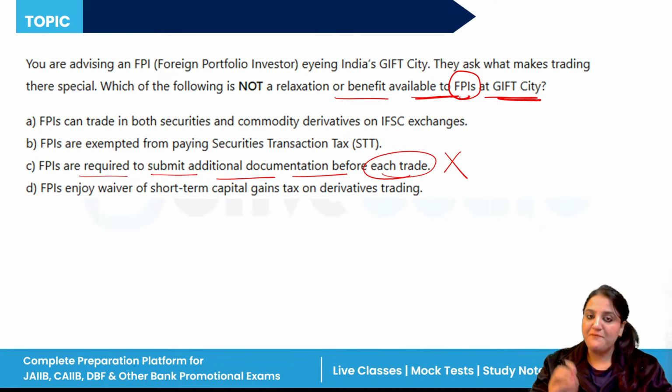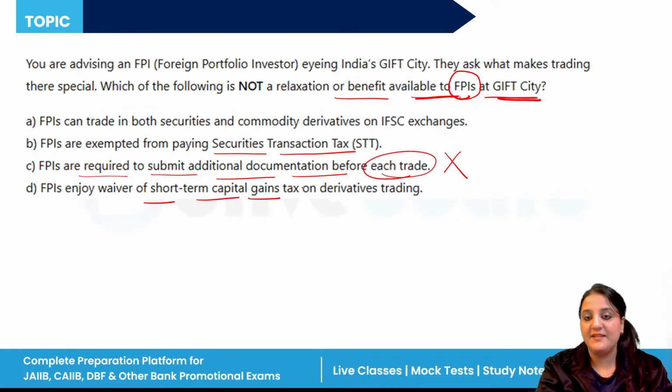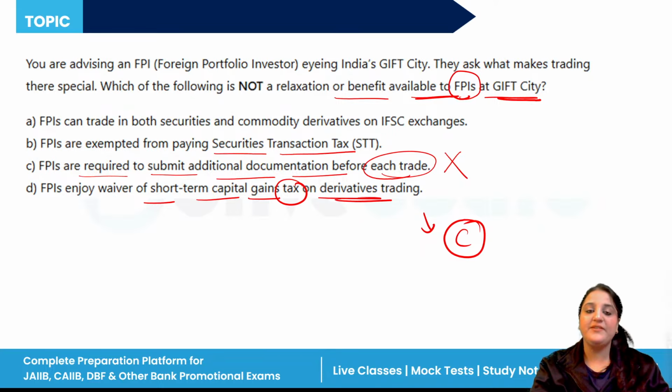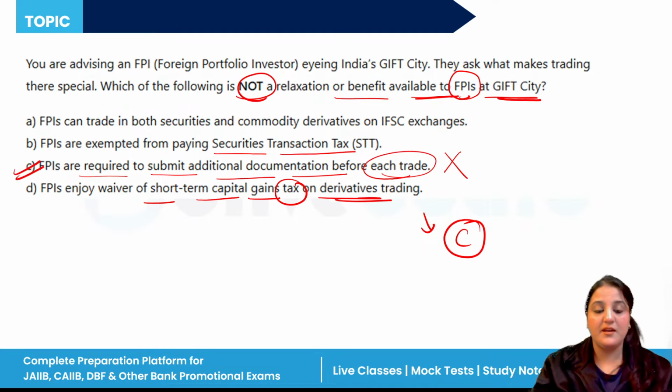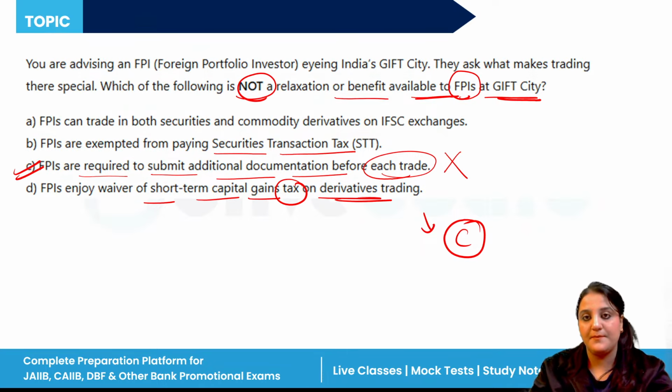FPIs are also exempted from securities transaction tax, and they also enjoy a waiver of short term capital gains tax on derivative trading. So the only answer is option C, where FPIs are required to submit additional documentation before each trade. They are saying "not," so this is the correct option, which is option C. Right. Next question.